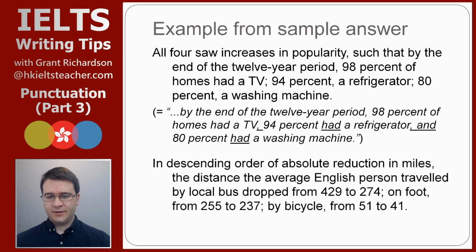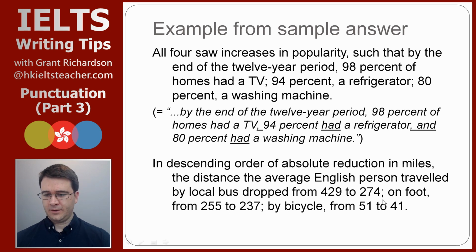And another example: in descending order of absolute reduction in miles, the distance the average English person travelled by local bus dropped from 429 to 274; on foot from 255 to 237; by bicycle from 51 to 41. Quite a few words and phrases have been removed from the second and third clauses, which would have been duplicated from the first clause. You can imagine if we didn't use the semicolon, then we would have to include that phrase in the second and third clause.